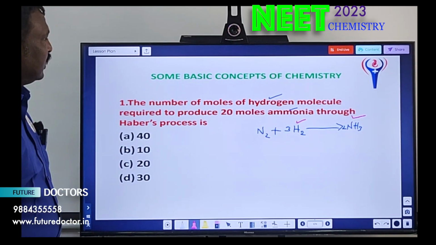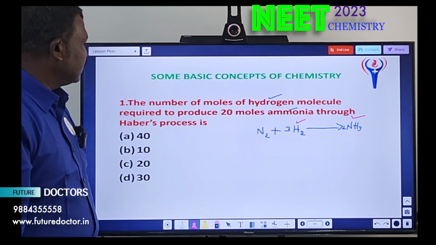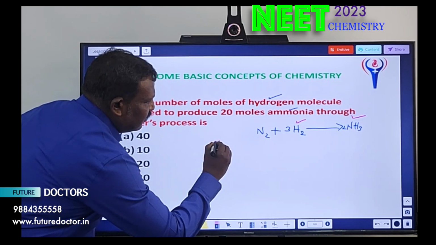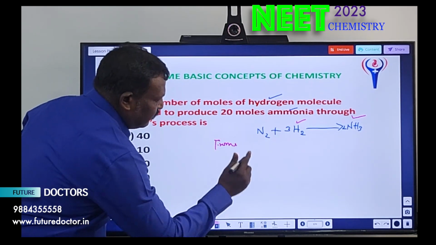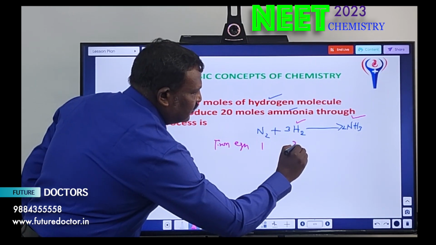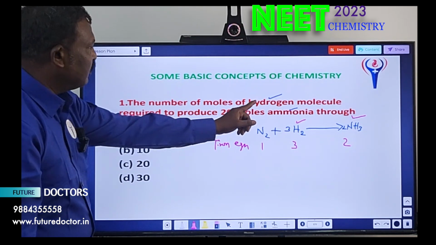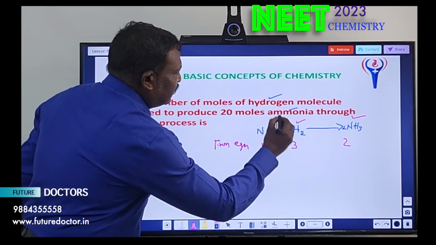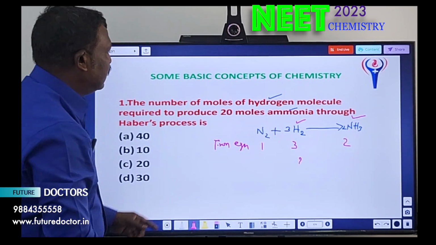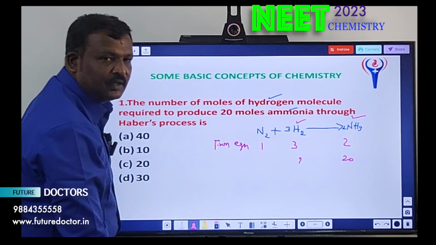So the number of moles of hydrogen molecule required to produce 20 moles of ammonia. See here, from the equation, what information are we getting? From the equation, this is 1 mole. How many moles here? 3 moles. Here, 2 moles. Now see the question here. The number of moles of hydrogen is the question mark. Required to produce 20 moles of ammonia. Here 20 moles. Are you following?